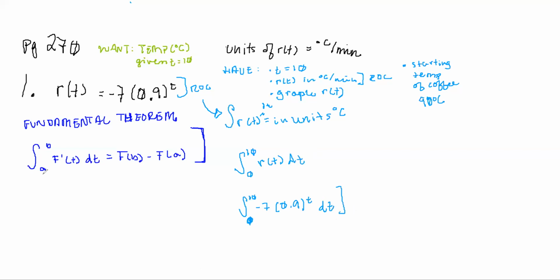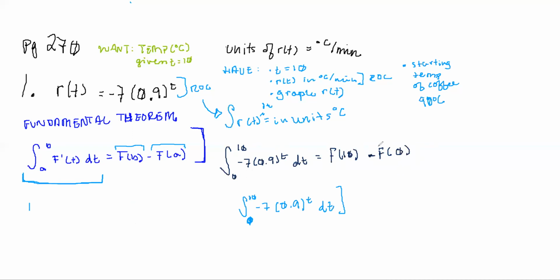So what we can do is say that this is the case, and do we know what these are? Well, okay, let's rewrite some of this stuff. Sorry. Yes, f of a is going to be equal to 90. That's right. So we have this equation here. So we can say that the integral from 0 to 10 of -7(0.9)^t dt is equal to f of 10 minus f of 0. And we know that f of 0 is equal to 90 degrees Celsius.